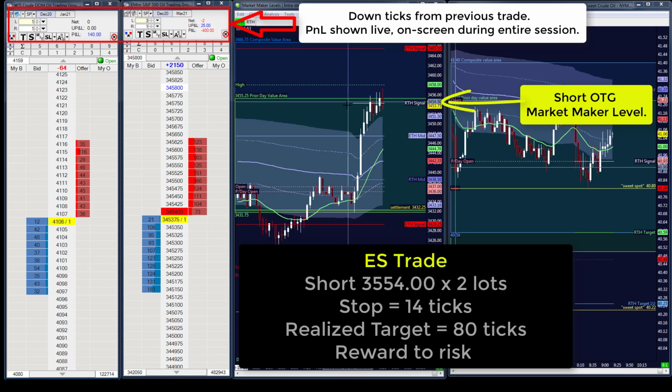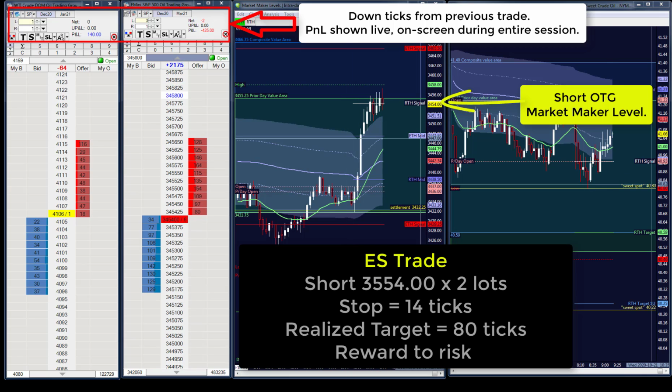57.25. The 52.5. Let's put the stop for now at 57.5 for now on the stop. But I'm going to get aggressive with it here in a minute.